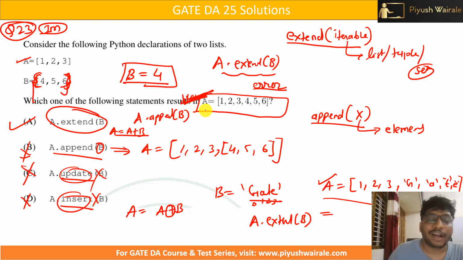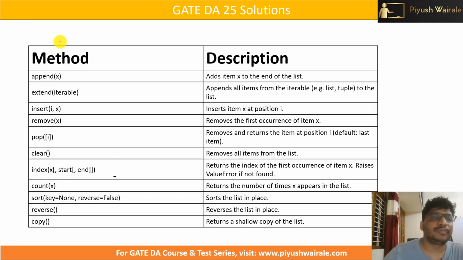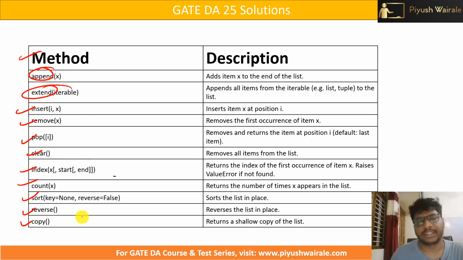I hope you understand the working of the extend function in detail, why we use an iterable here, and what happens if I use an integer or a string value here. So you should know all the important functions used for a list. Here you can see a list of those functions: append, extend, insert, remove, pop, clear, index, count, sort, reverse, copy. You should know all these functions here.